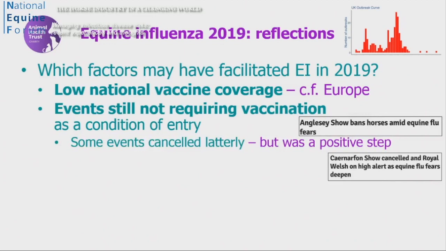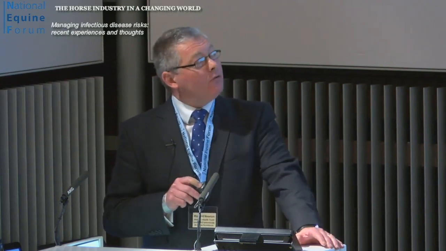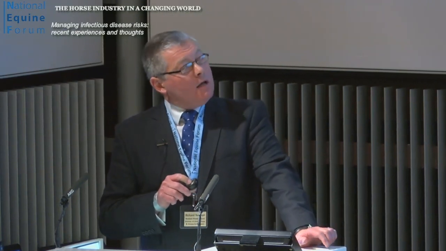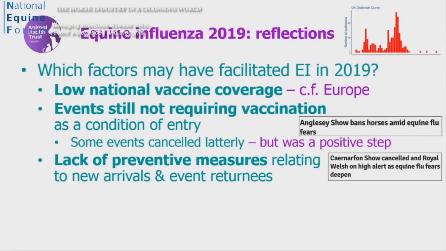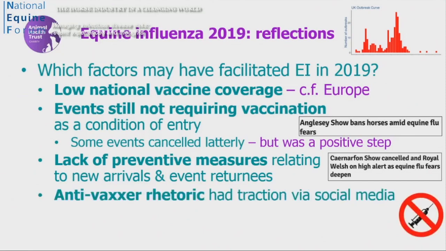Some events more latterly, as we went into the peak in June and July, were closing their doors and not going ahead. And whilst that was unfortunate for those events, I would argue it was actually a positive step. Anything that prevents gathering and then dissemination of infectious and infected animals has got to be a good thing. There was really, I think, a lack of preventive measures relating to new arrivals, new purchasers, event returnees. We had numerous examples where animals coming in, sometimes from abroad, were seen as the index cases for this.